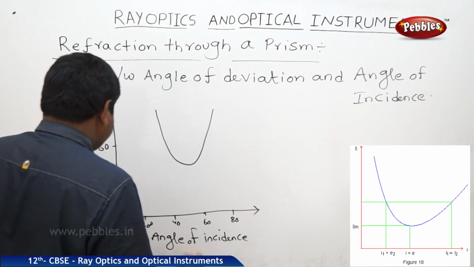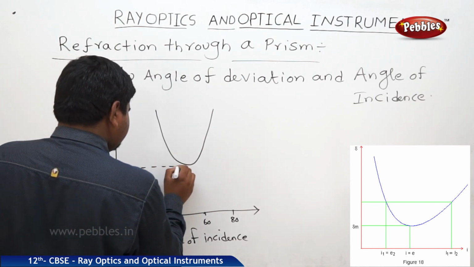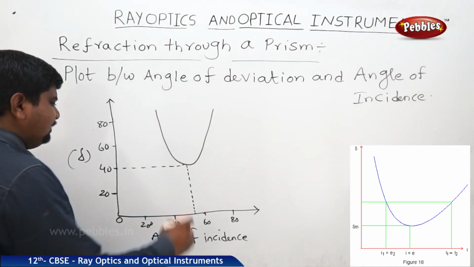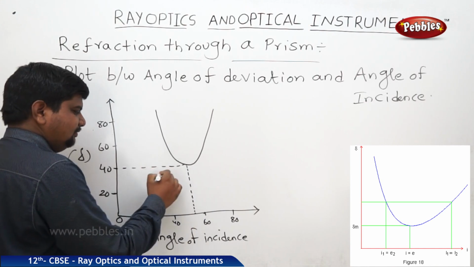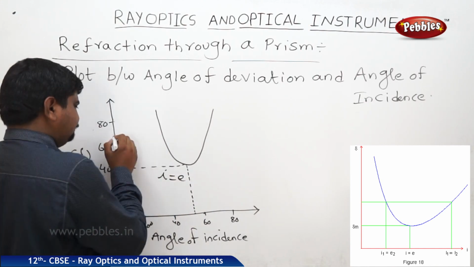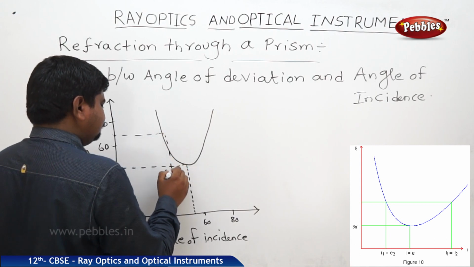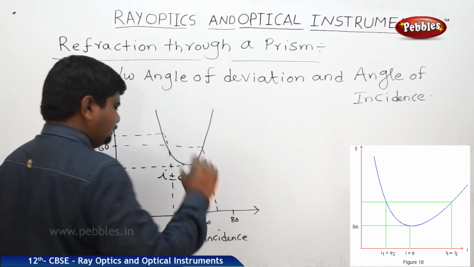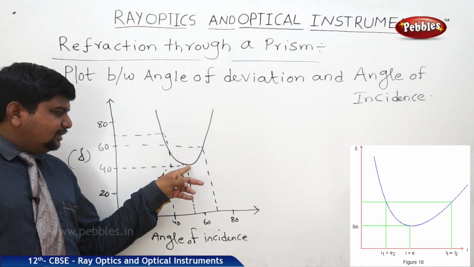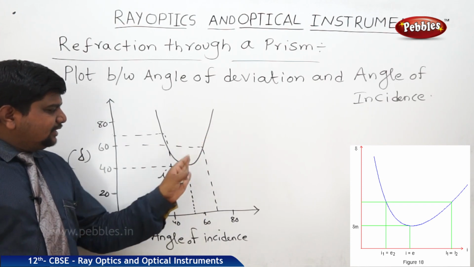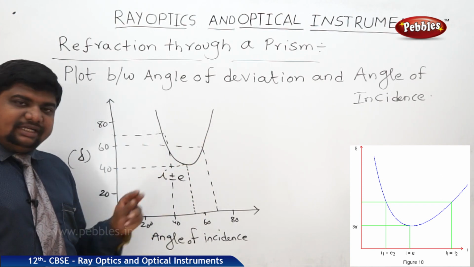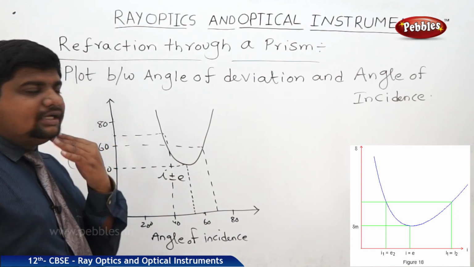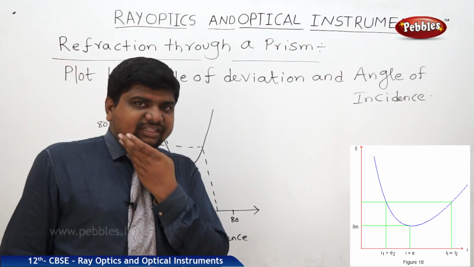But what is the physical significance of the graph? Where this intersects both, then you will get I is equal to E. Like this. So where this peak is observed, from this peak onwards it goes up and it goes down. So this peak point is where the angle of incidence is equal to the angle of emergence. Like this we can find out the refractive index of the prism by plotting the graph.